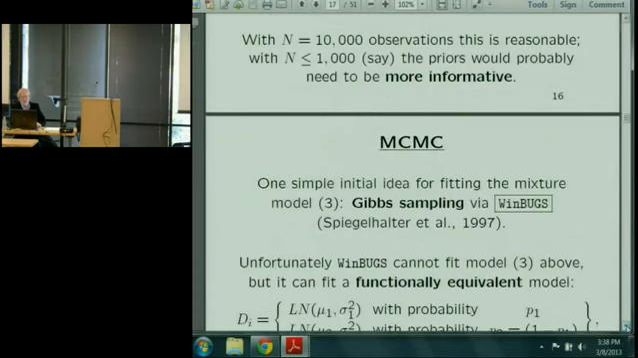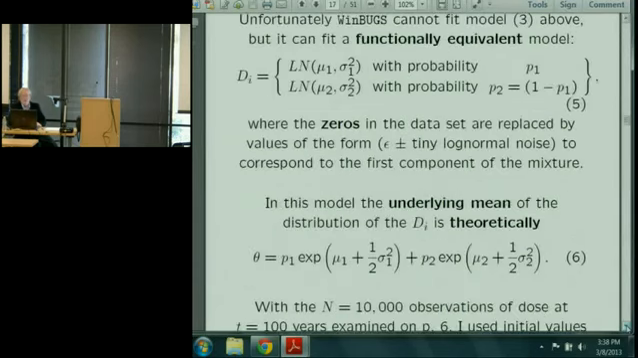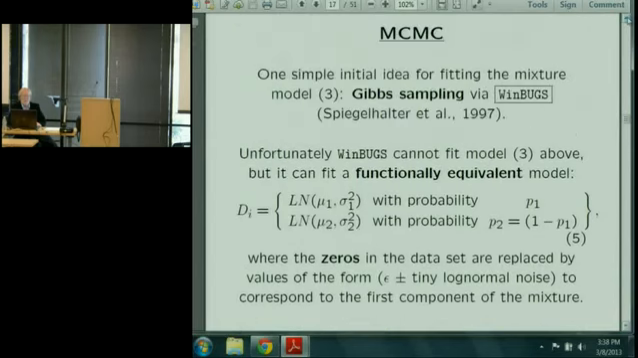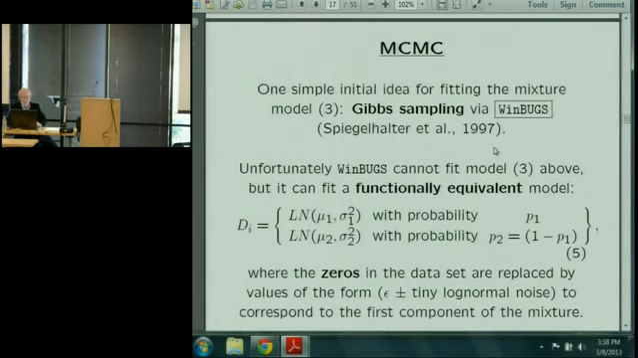And I tried, you can fit it into WinBugs, but it won't quite work with mixture models that have exactly identical mass at a single point. But you can make it be log normal with probability P1 and log normal with a different set of parameters with probability P2. And you replace the zeros in the data set by values of the form epsilon plus or minus tiny log normal noise, and that will correspond to a point mass at mu1 with a very small variance.